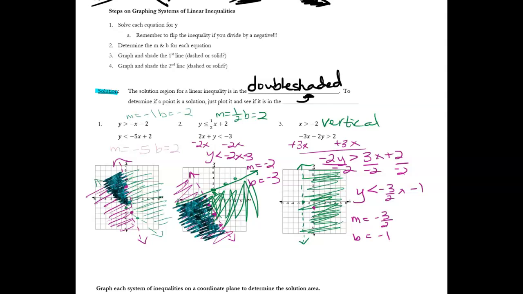So I go down 1, 2, 3 over 2. And this is a slanted line, so I do the best. Whoa, this is really, really bad. Okay, and then I'm going to shade below. On paper, I expect your lines to be a little better than mine. And then again, last thing, shade the double region.